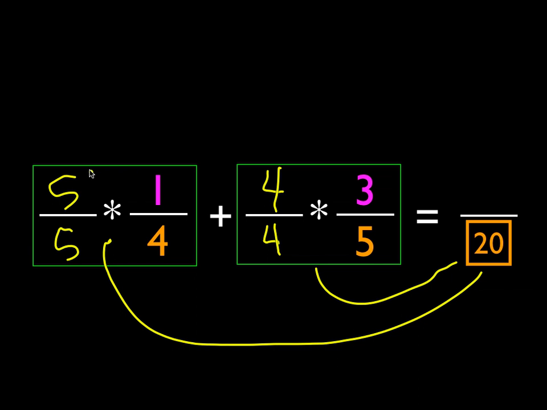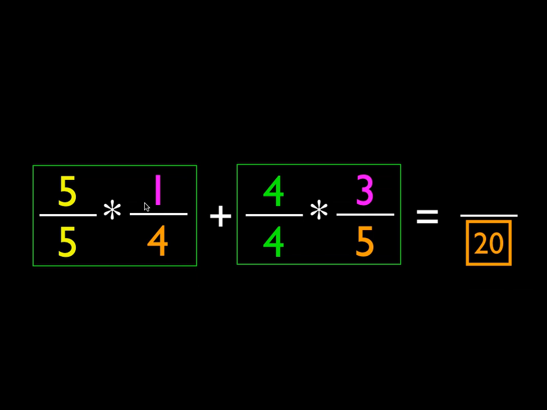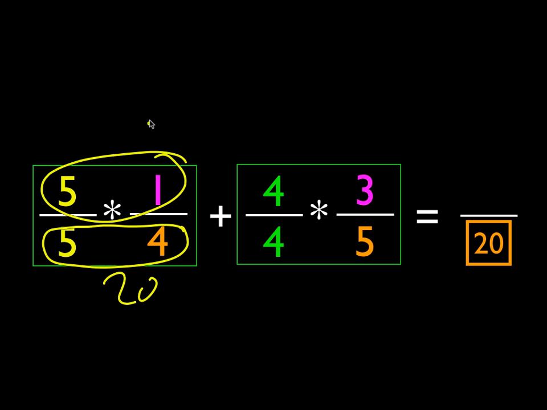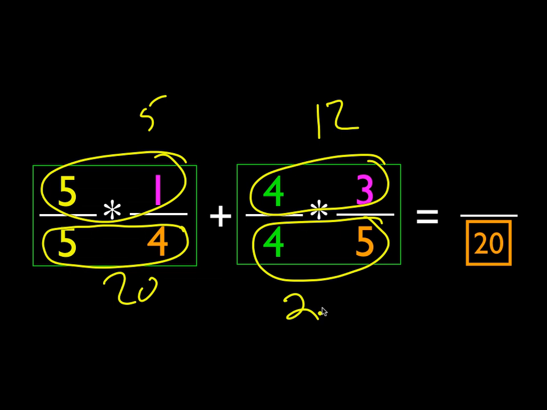Now with multiplication, multiplying fractions is actually much easier. You multiply the tops and you multiply the bottoms. The bottom in this case is going to be 20. So you multiply the tops, you multiply the bottoms. So here, multiplying this is going to give us 20. Multiply this, it's going to give us 5. 4 times 3 is 12. 4 times 5 is 20.